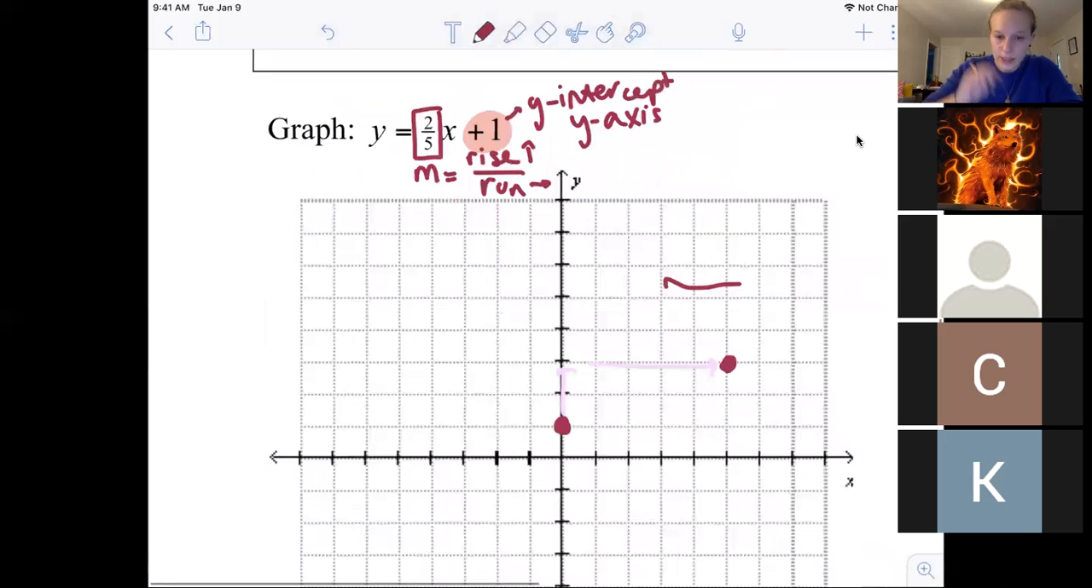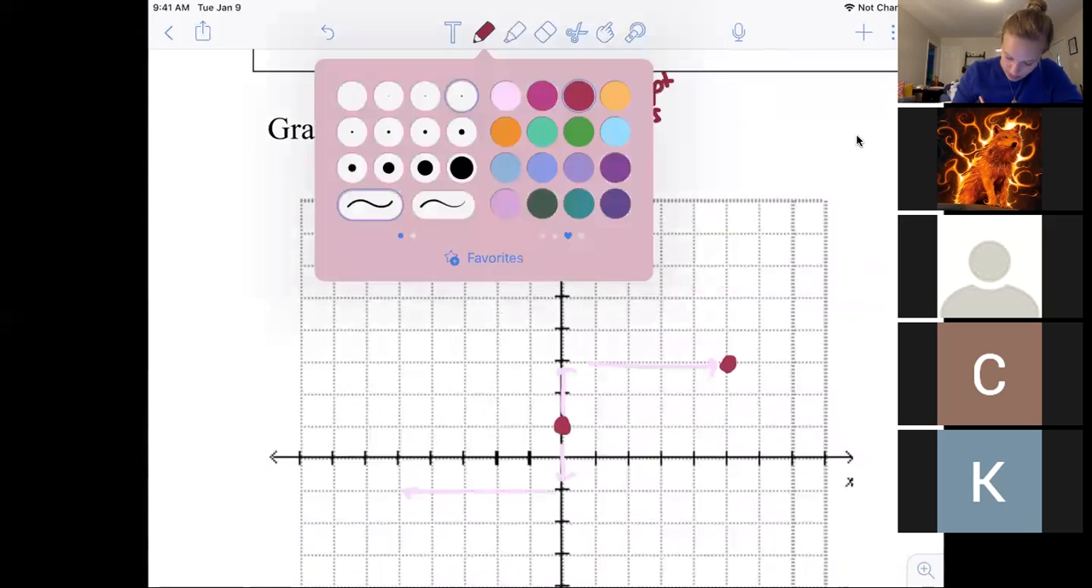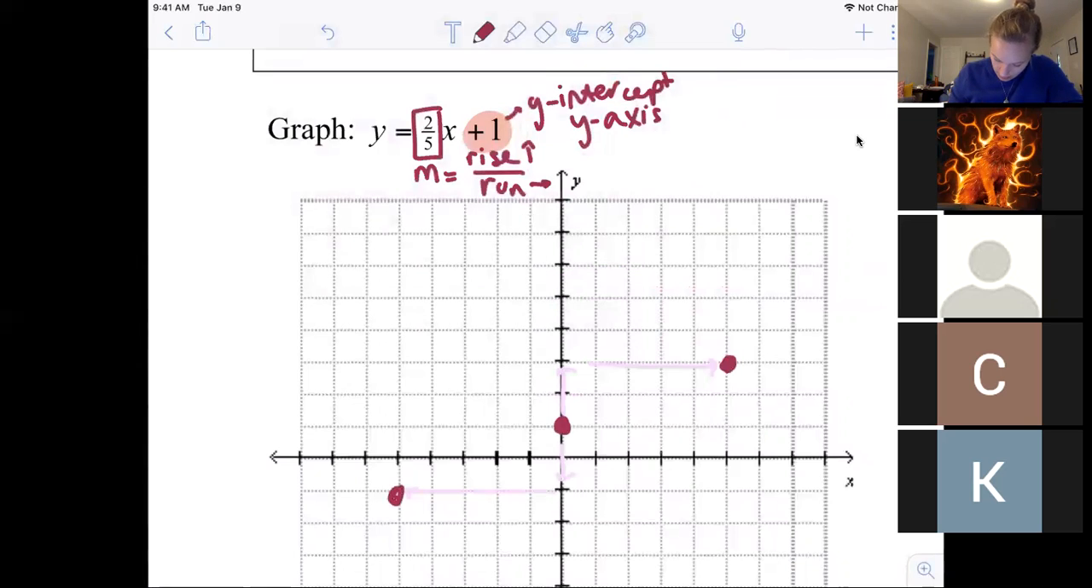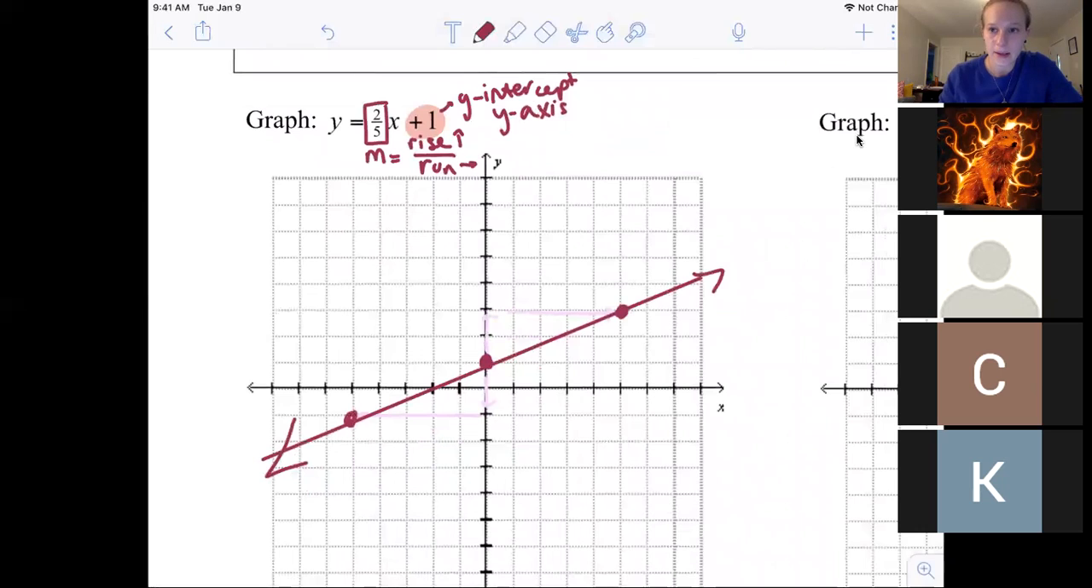Technically, you just need 2 points to make a line. I like my line to be as straight as possible, so I put as many dots on the grid as possible. I can't go up and then to the right 5 anymore, so I'm going to go down and to the left 5 and see where my next point is going to be. Down to left 1, 2, 3, 4, 5. And then I'm going to connect my dots with a line. Awesome. There are some arrows at the end because your line goes on forever. Any questions? Okay, graph the next one.